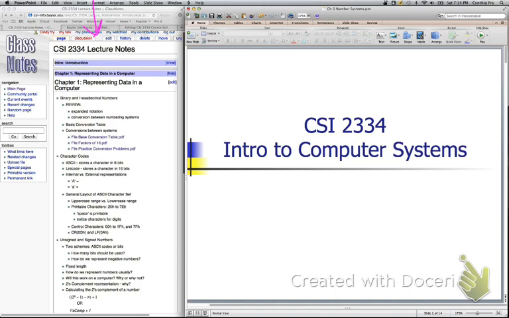Let's look first at these lecture notes. This kind of follows the outline of chapter 1, in particular, binary and hex numbers. I'm going to assume you are ready to go, and if you're not, that you're ready to review expanded notation and conversion between numbering systems: decimal to binary, decimal to hex, hex to binary, hex to decimal, binary to hex, binary to decimal. So be sure you can do those, that you're comfortable with that.